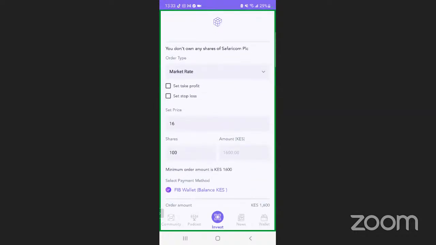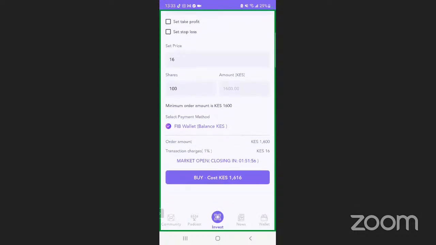You can choose market rate and then the order type, buy stop or buy limit, and then select payment method, which is FIB wallet. Please know that to buy Kenyan stocks, you need to have money in your FIB wallet, not in the other wallets. And then the order amount will be 1,600, and then the transaction charge, as always, 1%. So you're buying shares worth 1,600. The transaction charge is 16, and then the buy cost will be the total. It's telling you the market is open, but the market will be closing in around 1 hour 30 to 40 minutes, right?